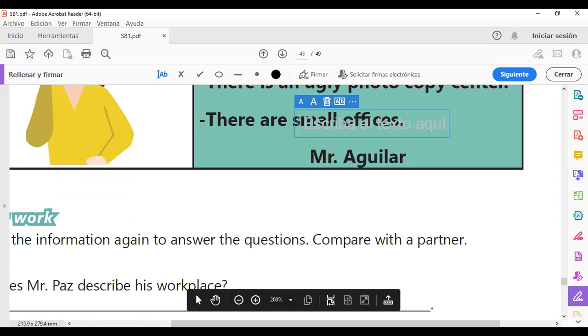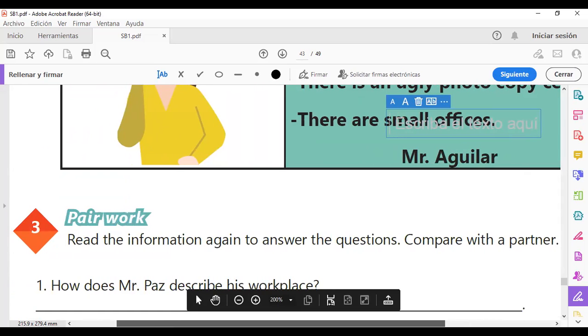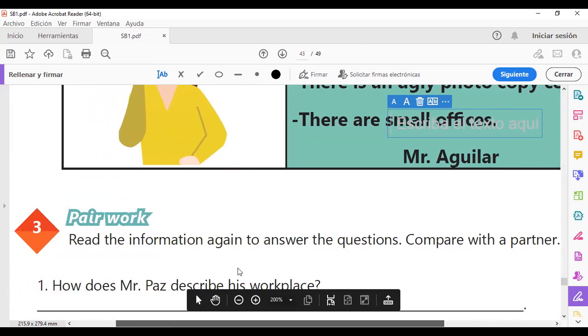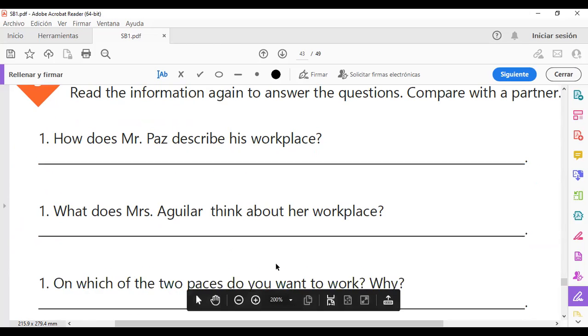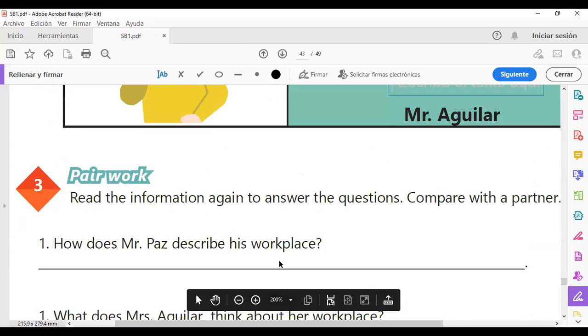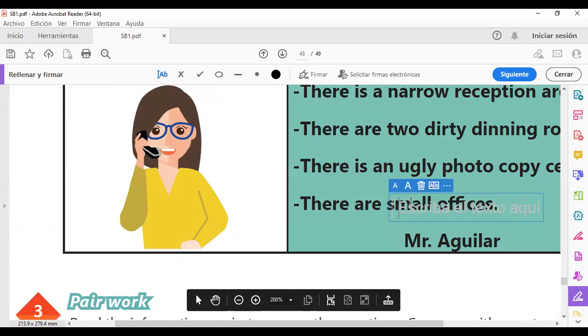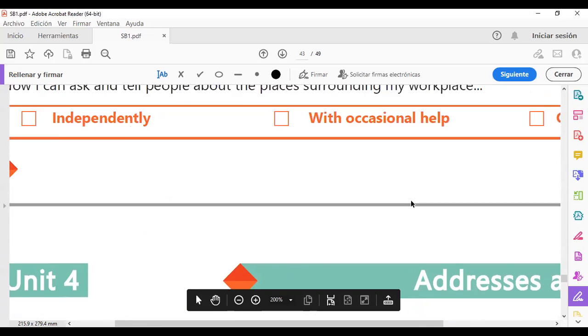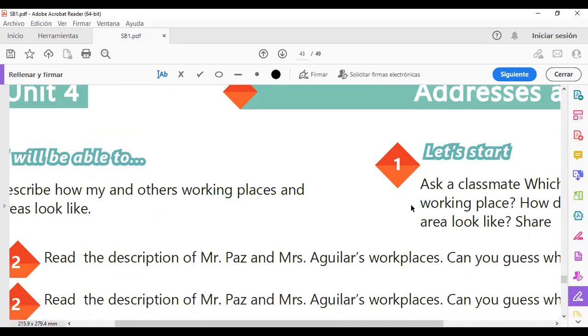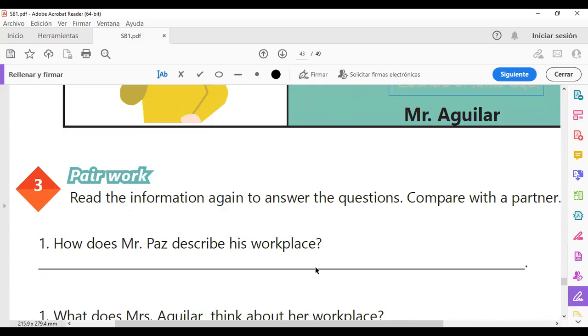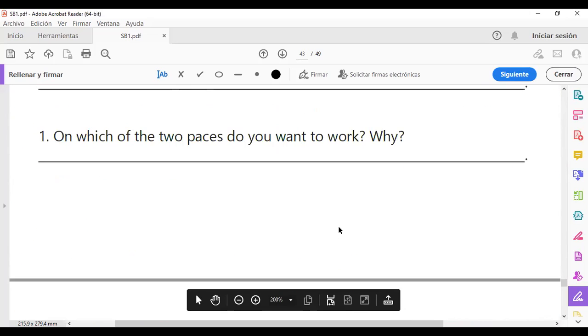And let's see. I think that's enough, right? Information again to see, answer questions, compare with the partner. We have some questions over here, right? How does Mr. Paz describe his workplace? Well, we're going to see these exercises tomorrow, right? But we're going to work by using our own information. Now we'll check the list of attendance, okay? And meanwhile, you can work in the platform.